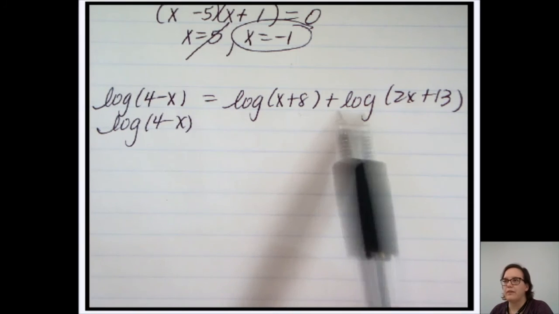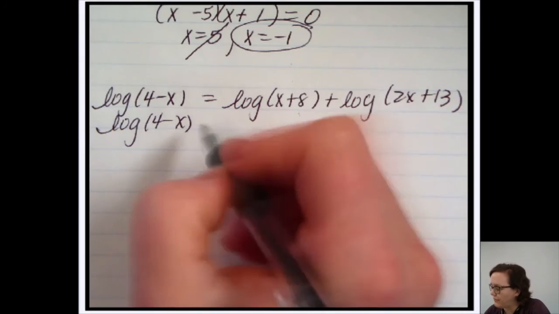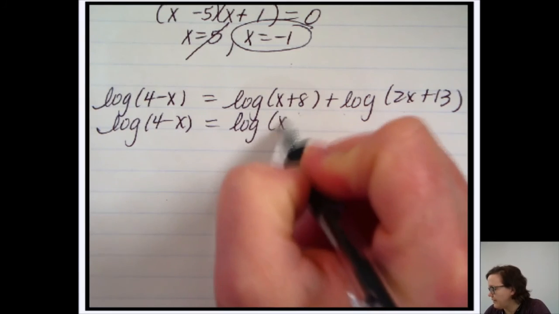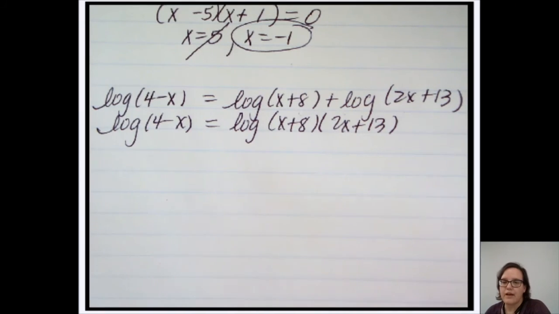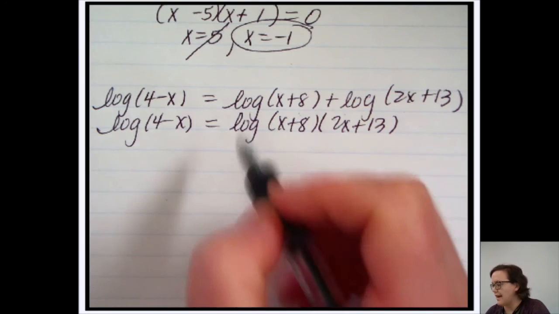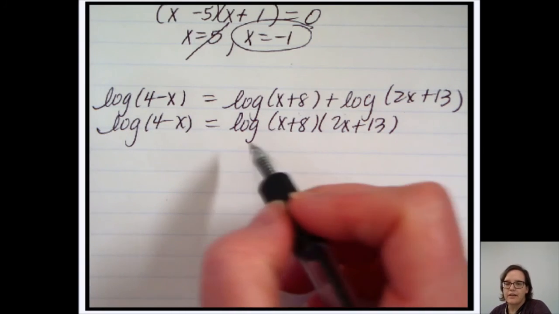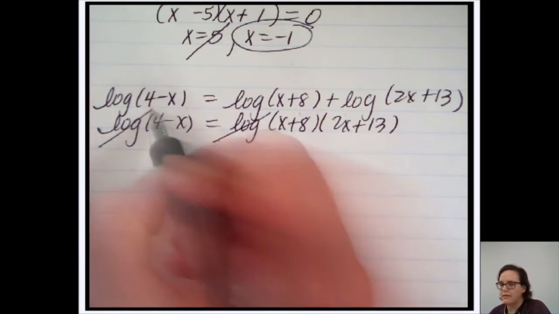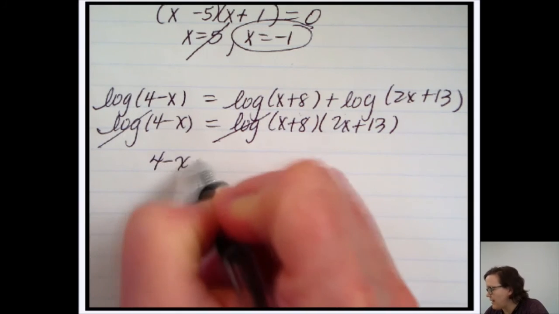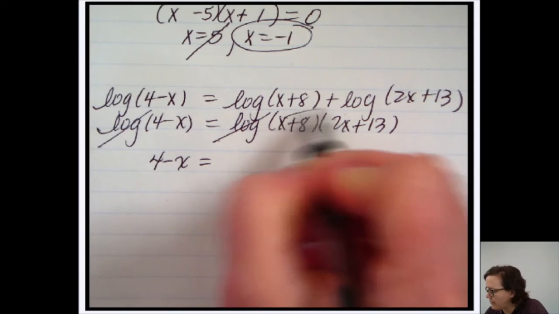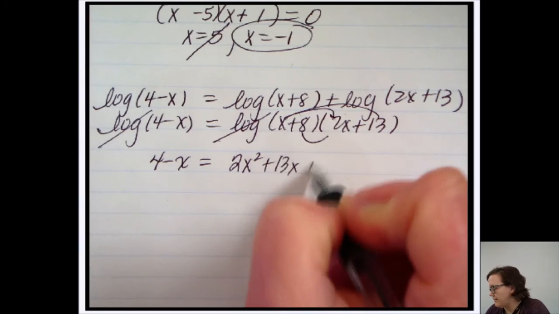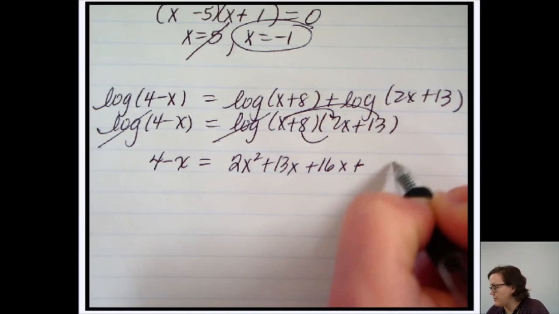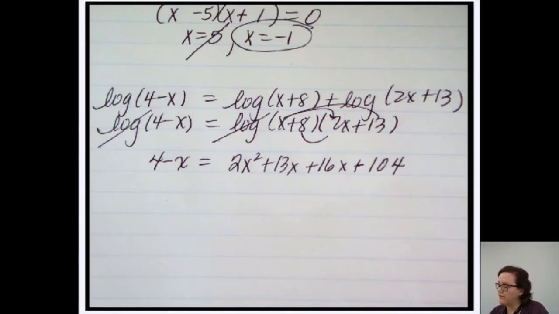But over here, when we have a plus, what do we have to do? Right, we have to multiply. So we have x plus 8 times 2x plus 13. Now, could you drop the logs off at this point? Yes. I did it later in the previous step. It doesn't matter. As soon as you have a log equal to a log, they can go away. That's fine. So here we have 4 minus x. And if we FOIL it out, we get 2x squared plus 13x plus 16x plus 8 times 13, which I believe is 104. Let's check that for sure.